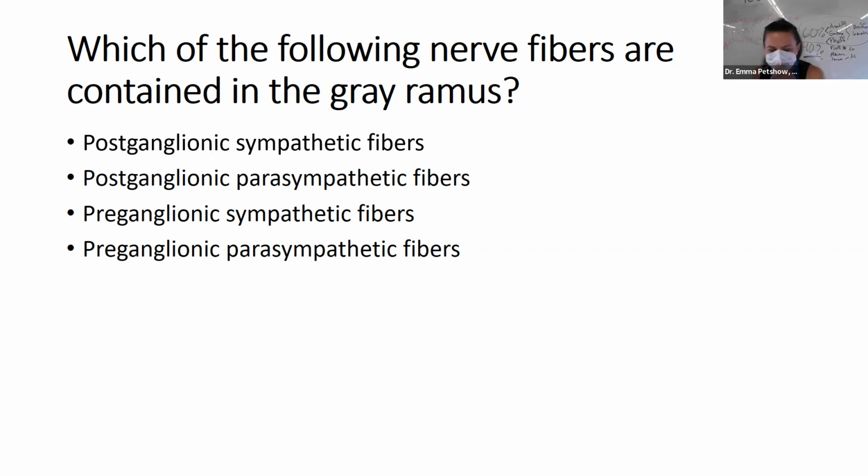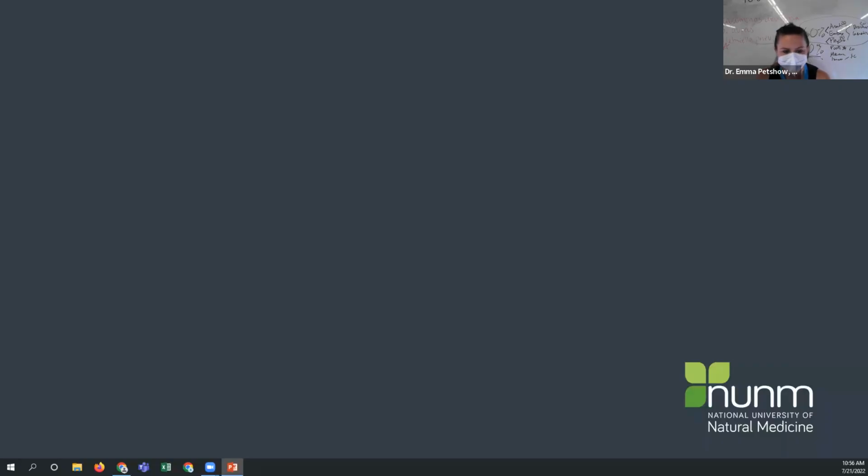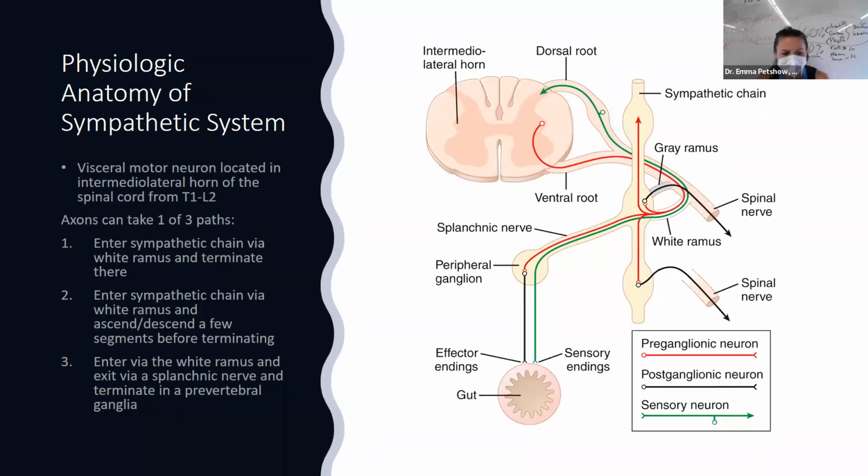Why? What is the gray ramus? Okay, let's go back to our anatomy picture then. Let's pull it up. Okay. Current slide. All right, so we see here, this is our picture from the very beginning, right?